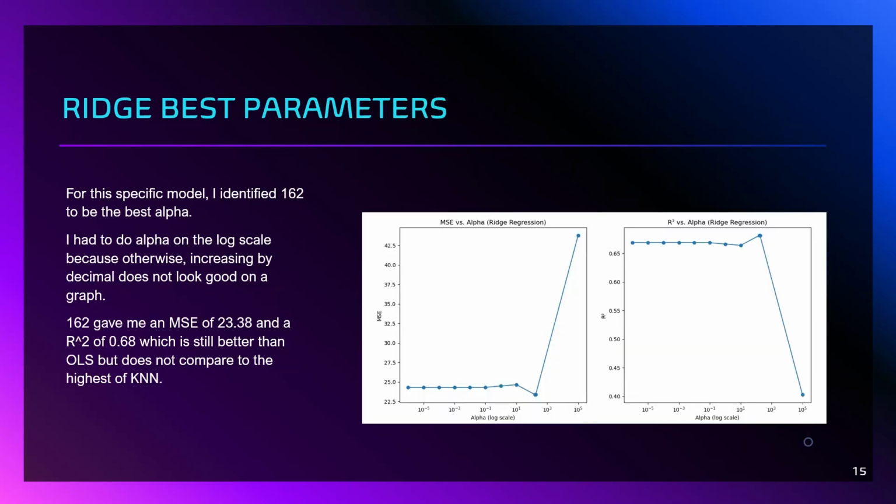For this specific model, I identified 162 to be the best alpha. I had to do alpha on a logarithmic scale because a bunch of decimal x values would basically throw all of the points together really close. 162 gave me a mean squared error of 23.38 and an R squared of 0.68, which is better than OLS, but still isn't comparable to the highest of KNN.